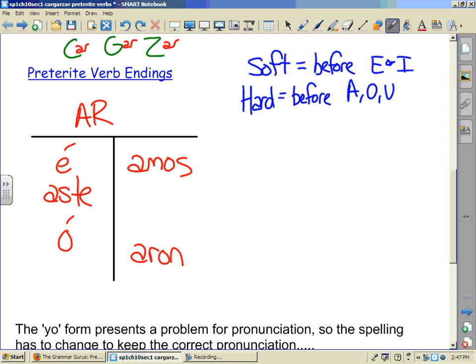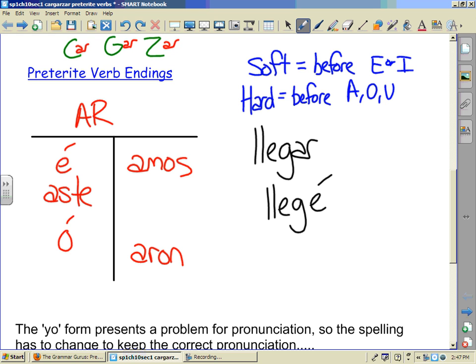One of our new verbs for this section is, for example, llegar, right? If we were to say, I arrived, we want to say, llegué, so it sounds right. But if we write it like this, what's that going to turn into? Yegé. That's not right. That doesn't sound right, does it?